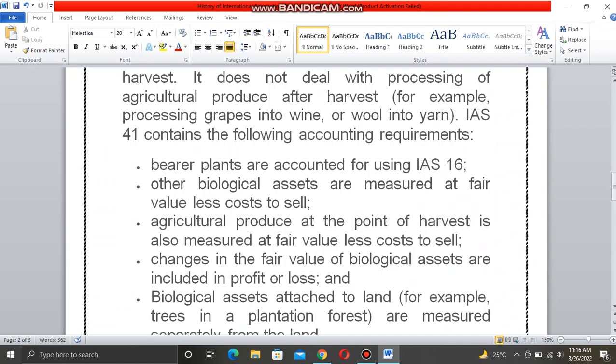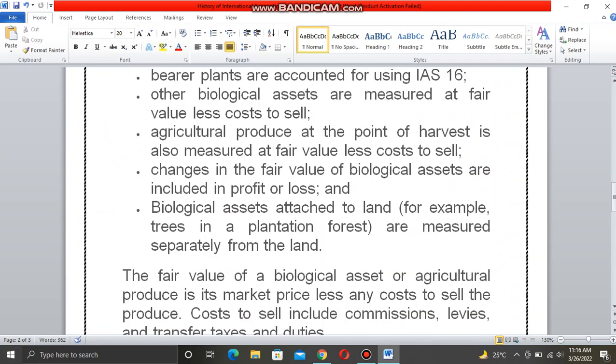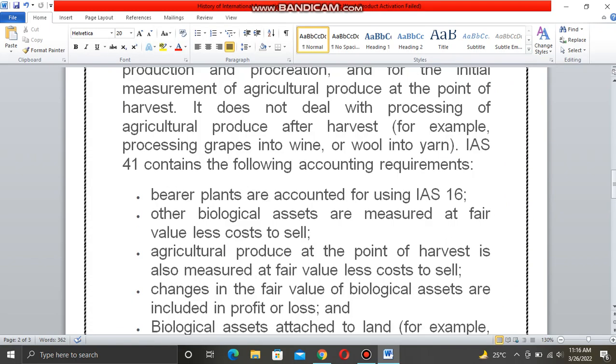Bearer plants are accounted for using IAS 16. Other biological assets are measured at fair value less costs to sell. Agricultural produce at the point of harvest is also measured at fair value less costs to sell. Changes in fair value of biological assets are included in profit or loss, and biological assets attached to land, for example trees in a plantation forest, are measured separately from land.